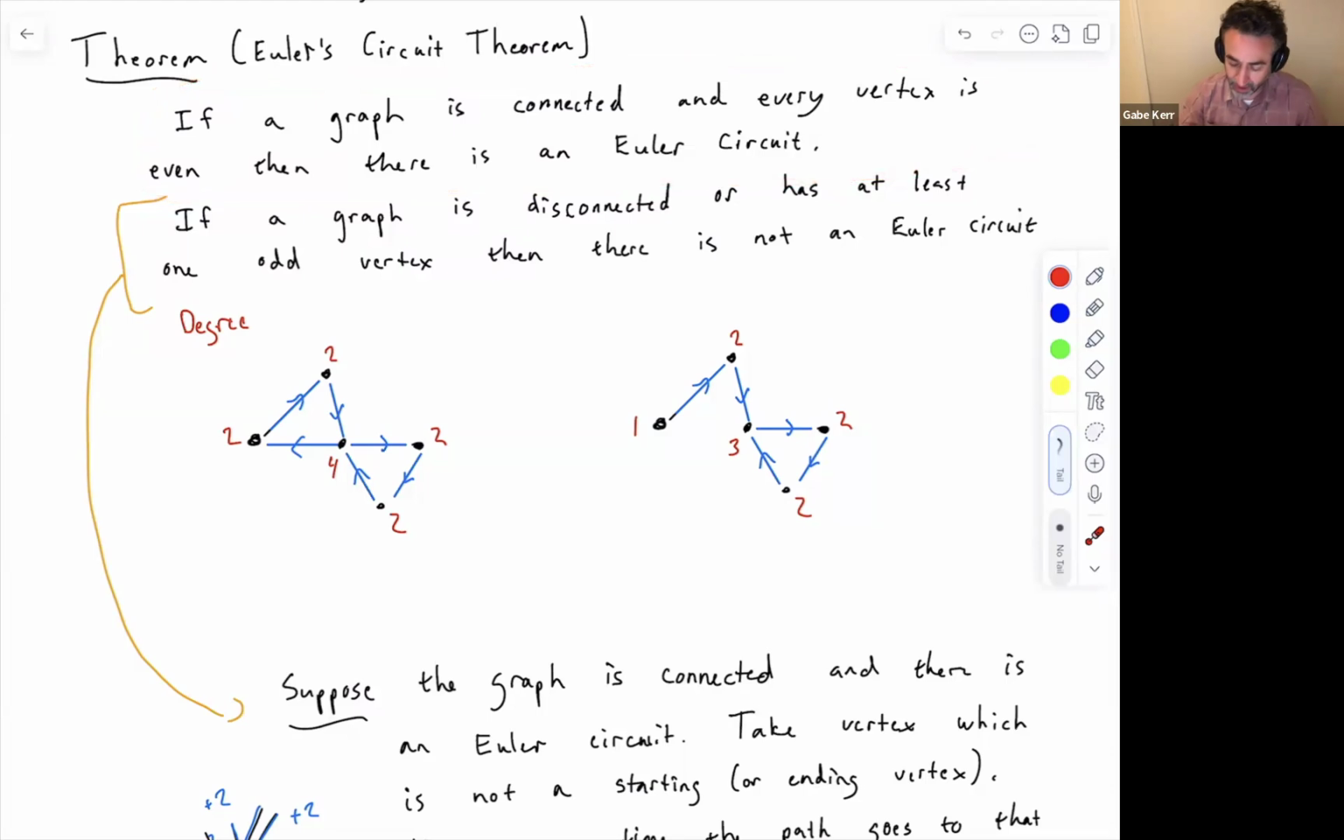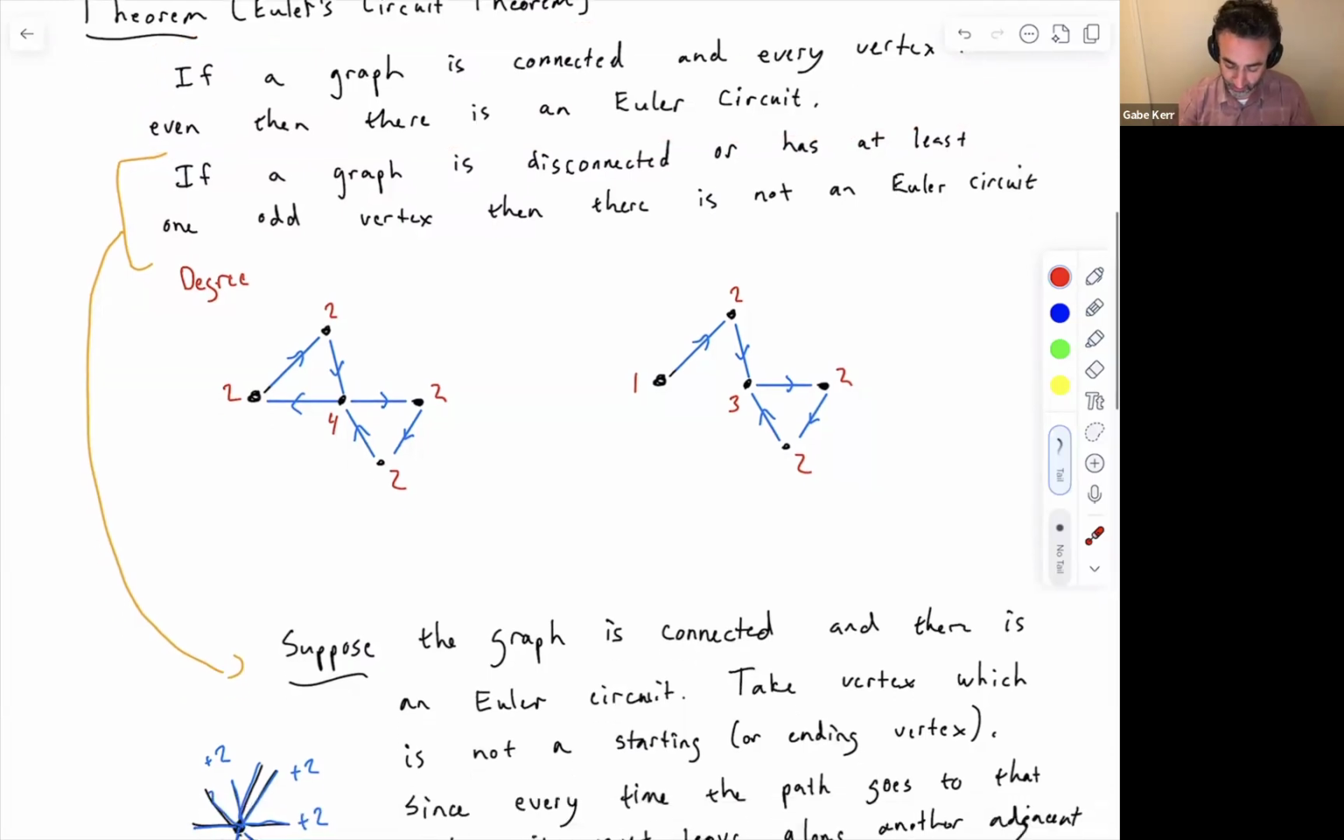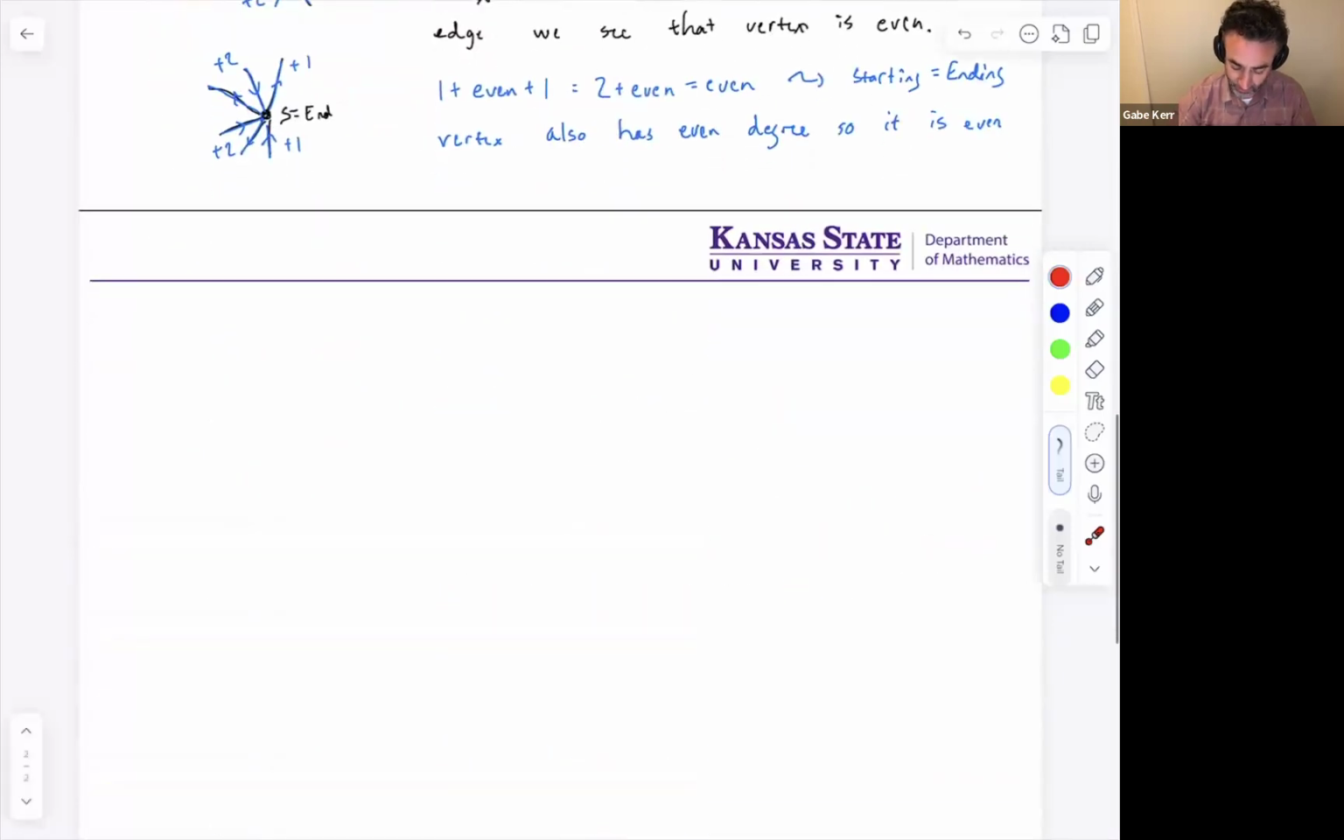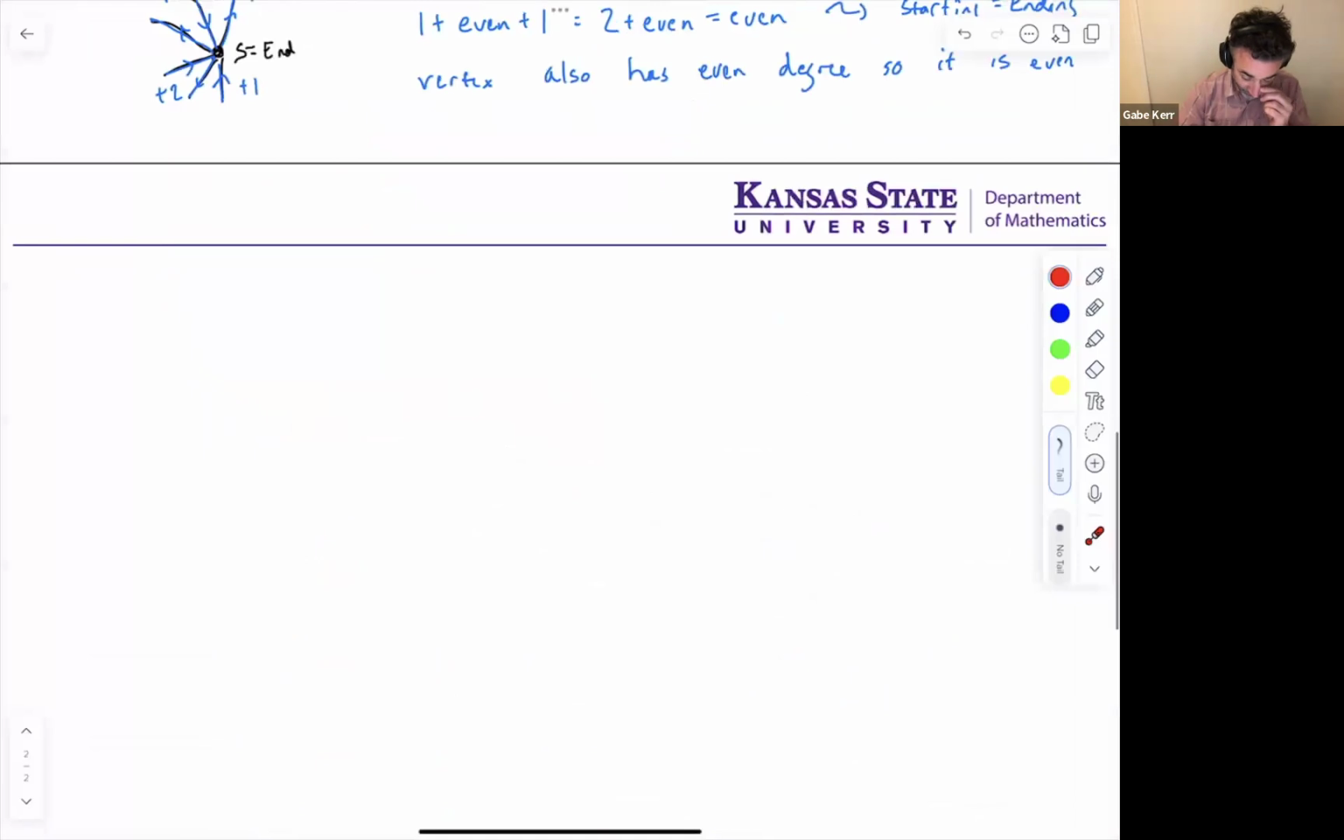Okay. So let's apply this circuit theorem to one of our problems. If you recall, we had this bridges of Königsberg problem, and we turned that bridges of Königsberg problem into a graph. And I'll just reproduce that graph right now. We had several bridges, and I had labeled these land masses.